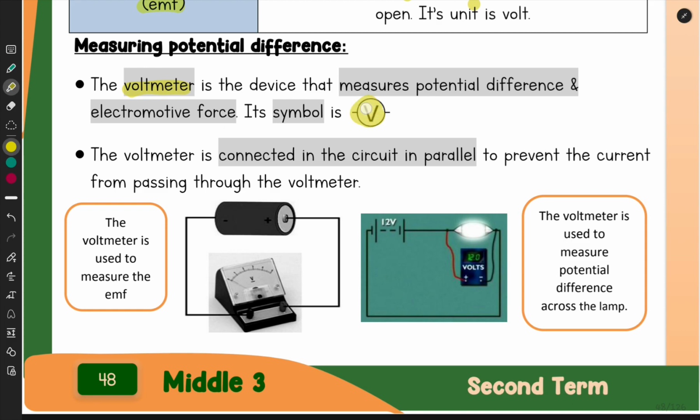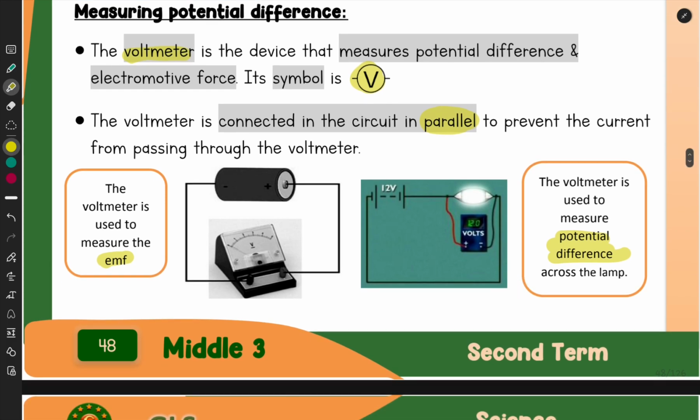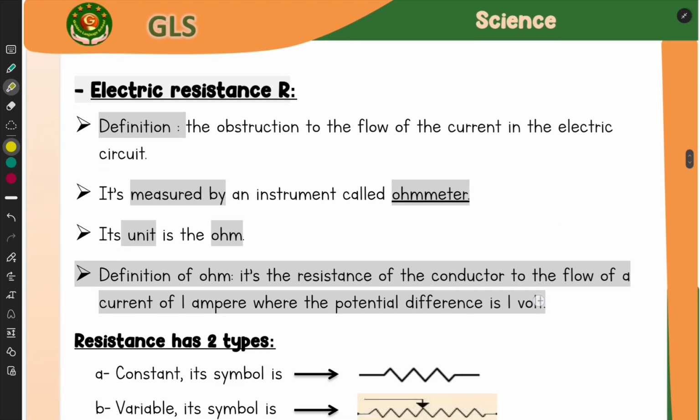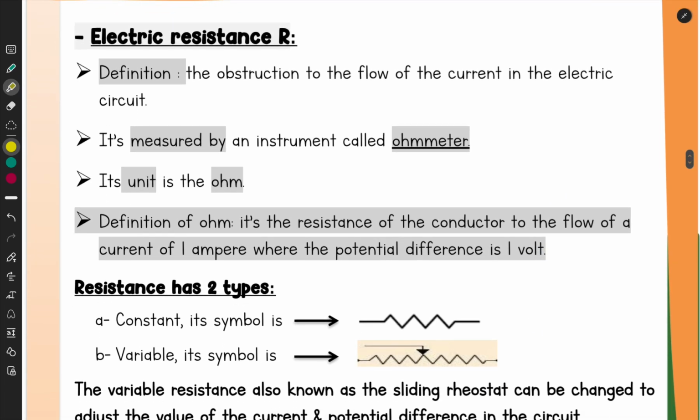Its symbol is V. The voltmeter is connected to the circuit in parallel to prevent the current from passing through the voltmeter. The voltmeter is used to measure EMF, and also the potential difference across the lamp. So it's used to measure both the EMF and the potential difference, while the ammeter is used to measure the electric current. Exactly. The electric resistance, number 3.